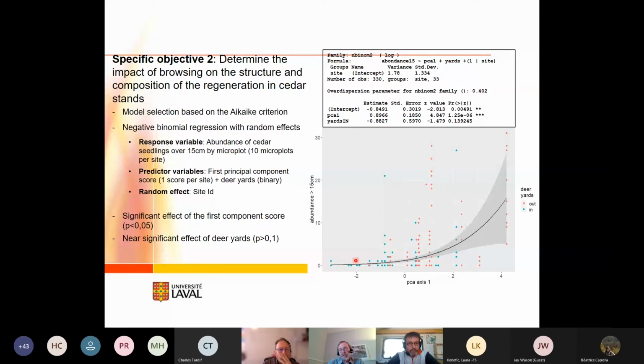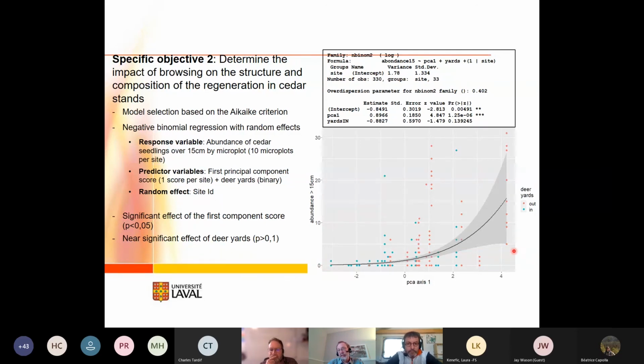The first one was the browsing index, which is what we have here. And the second one is whether we were within or outside the deer yard, and it is represented here by the color of the dot. So the blue dots here are for seedlings within deer yards. So you see here that the highest browsing pressure was within deer yards, and that we had almost no seedlings over 15 centimeters.